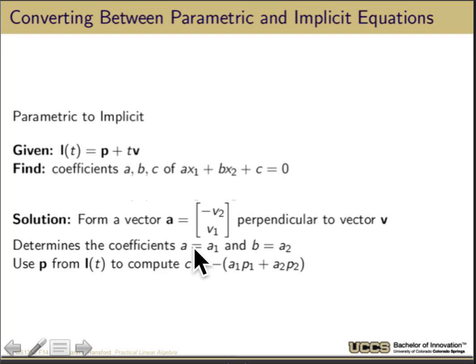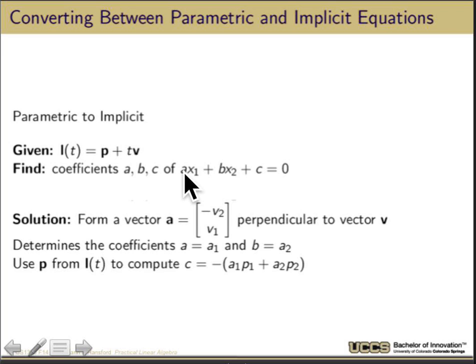And then we're going to determine the coefficients A1, A2 and B by putting that in the A dot X minus P form, computing out the coefficient C, which is A1 times P1 plus A2 times P2, take the minus sign of that, and we can put that into our equation for the coefficient. What was A?